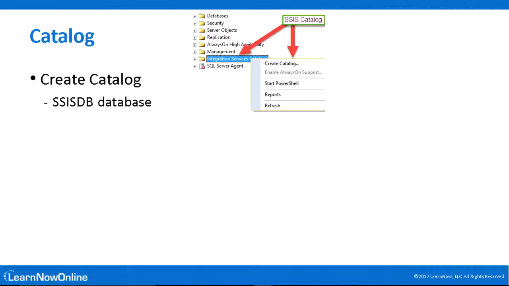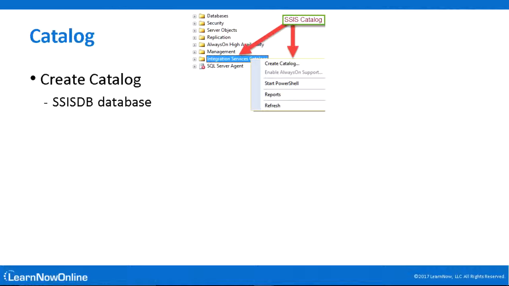Before we can use the catalog for versions of projects and packages, it first has to be created. The catalog is created through SQL Server Management Studio by using the GUI. You can also use T-SQL to create this as well. The new folder in Management Studio for SQL Server 2016 is called Integration Services Catalogs. Right-clicking on this folder will bring up the Create Catalog dialog.